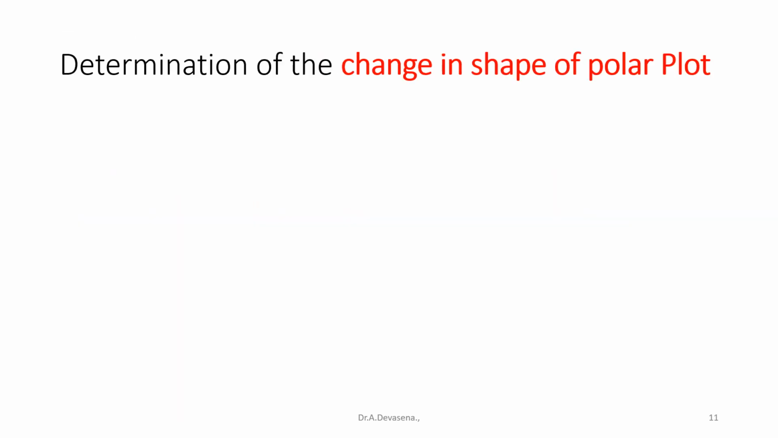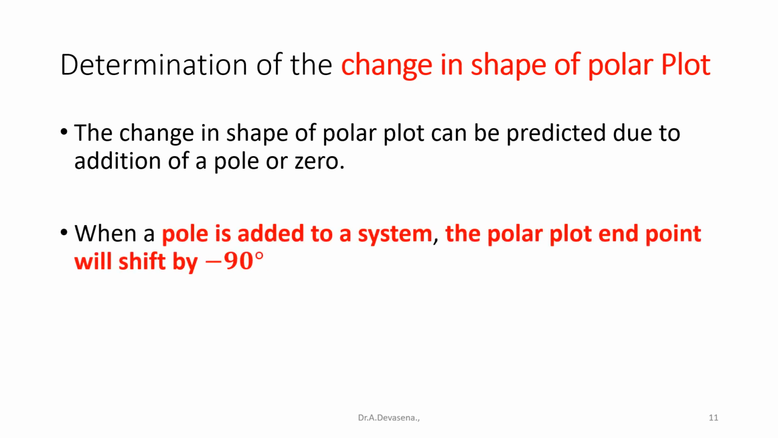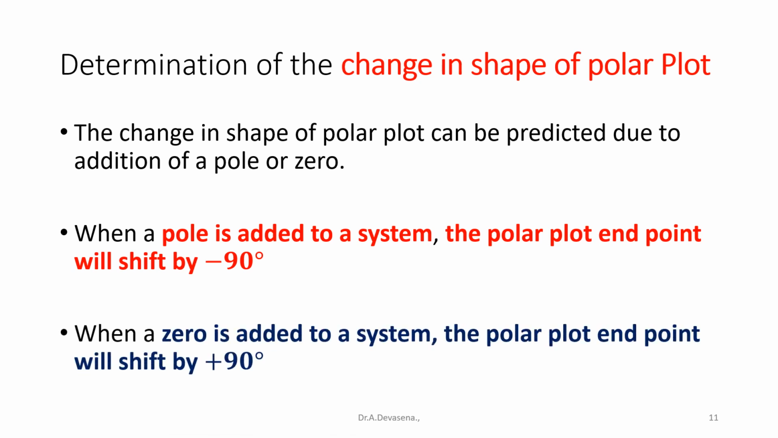Determination of the change in shape of the polar plot. The change in shape of the polar plot can be predicted due to the addition of a pole or zero. When a pole is added to a system, the polar plot endpoint will shift by minus 90 degree. When a zero is added to a system, the polar plot endpoint will shift by plus 90 degree.